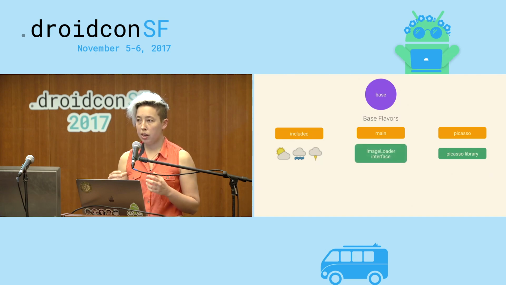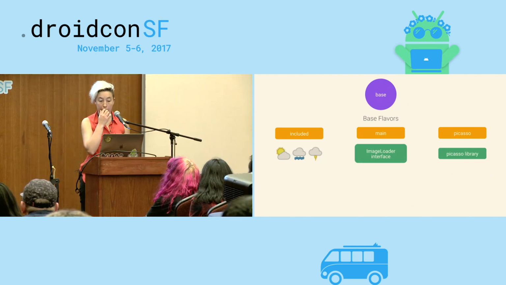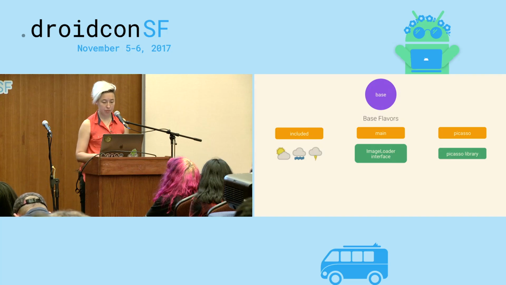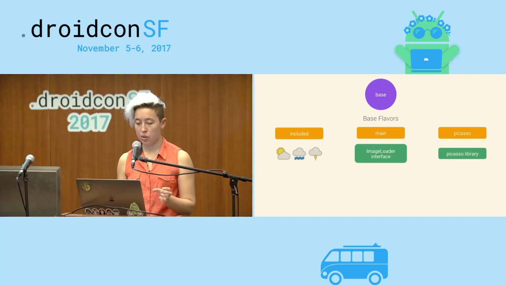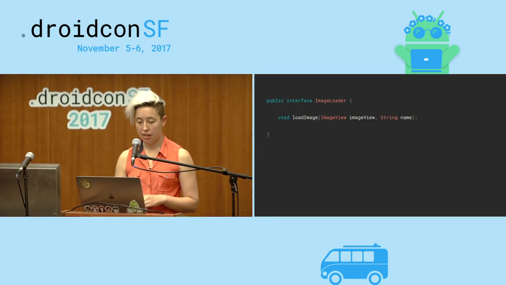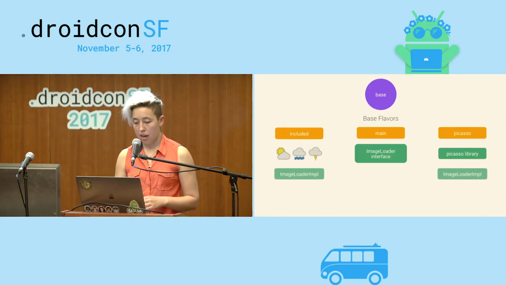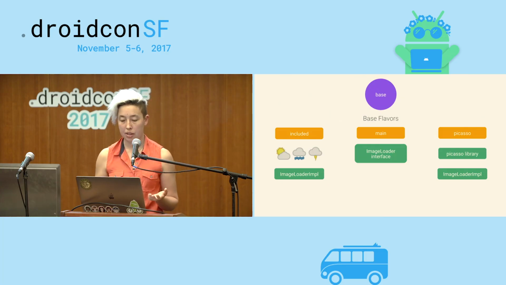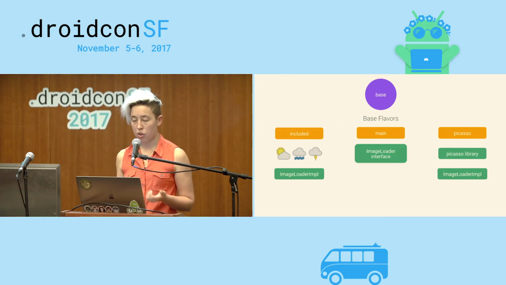Then I created an interface in the main version of this, with the idea that each of the flavors was going to have its own separate implementation of that interface. That interface had a generic load image method. Then I made two different classes that implemented that interface in the two different flavors. Those classes need to be named exactly the same thing, and they need to exist in those two flavors. As you build each flavor, that determines which of those two classes is being used.